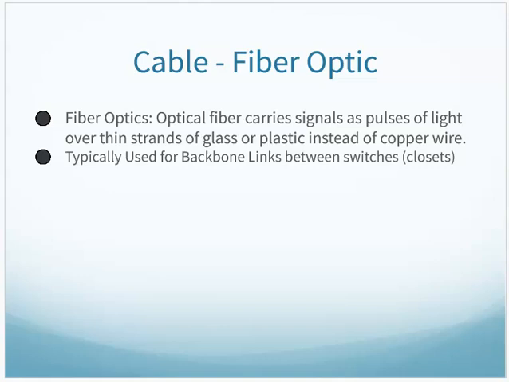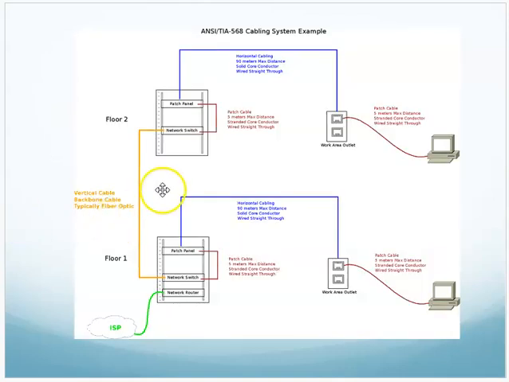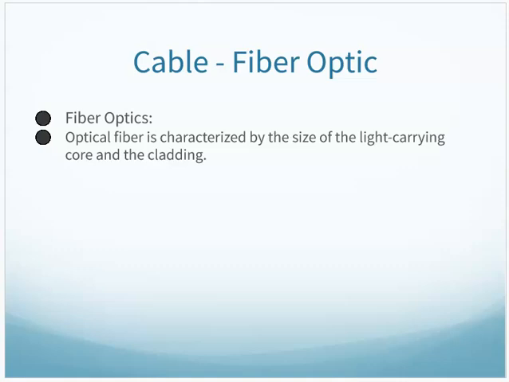This is typically going to be used as our backbone connection in our network, connecting our closets together, connecting our switches together. And we do this for bandwidth, but we also do it for distance. Because again, this closet could be across campus, and I might be using a kilometer-long fiber optic cable to connect this closet to this one. So we're typically going to use fiber optic for that connection.